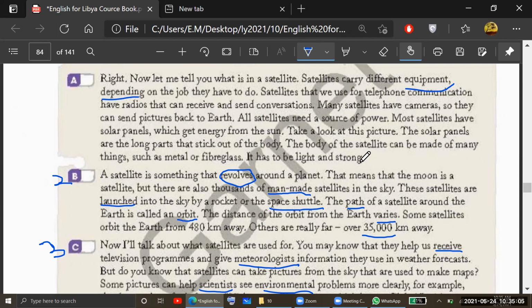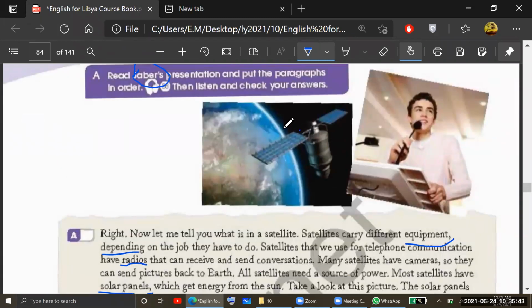Satellites that we use for telephone communication have radios that can receive and send conversation. Many satellites have cameras, so they can send pictures back to Earth. All satellites need a source of power. Most satellites have solar panels, ألواح طاقة شمسية, which get energy from the sun. Take a look at this picture. You see, this is the solar power, ألواح شمسية.